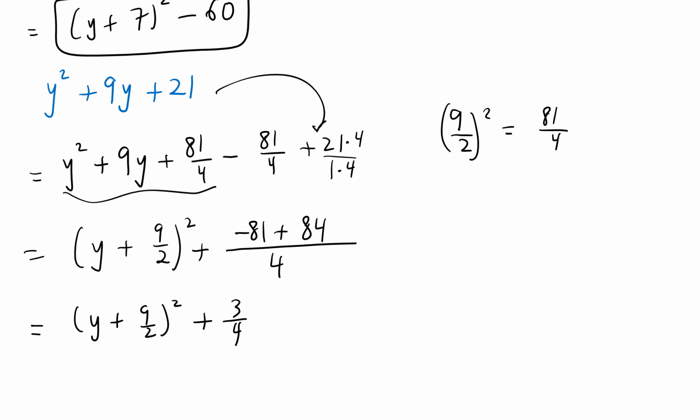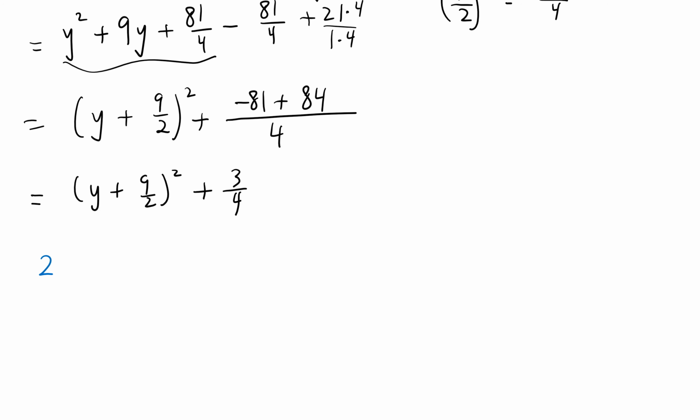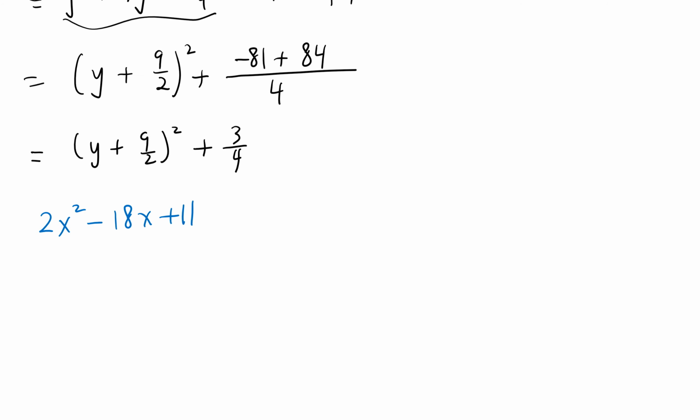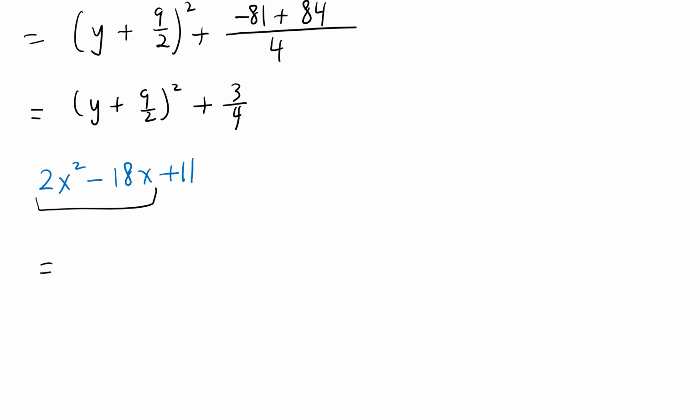How about if we are given another one, but the number in the front is not 1? So let's say we are given 2x squared minus 18x plus 11. So how are we going to complete the square? Again, if the number in the front is not 1, the first thing we need to do is rewrite this by factoring the first 2 terms. Factor the 2 out, just the number. And that would give me something like this, plus 11.